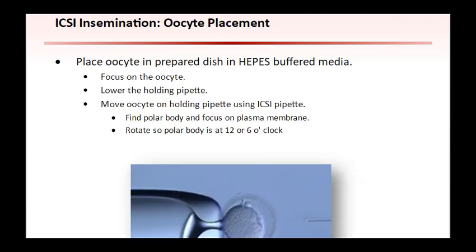To prepare for injection, the embryologist must adjust the oocyte position. The embryologist should focus in on the oocyte, lowering the holding pipette and ICSI pipette, and rotate the oocyte using both the holding and the injection pipettes. Rotating the oocyte helps find the polar body. The polar body should be placed at either 6 or 12 o'clock. Note that it is helpful to focus on the oocyte first, then gradually move the ICSI tool into focus.